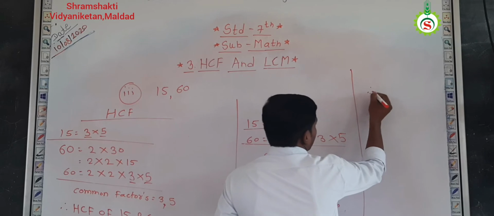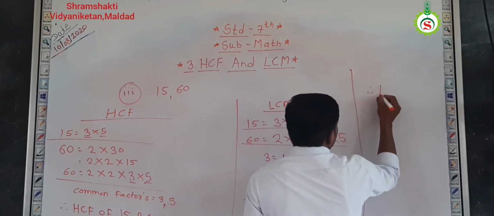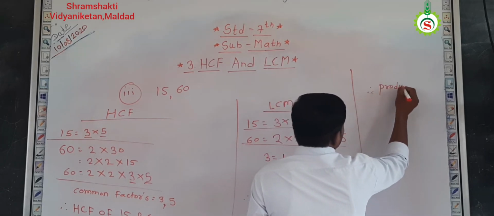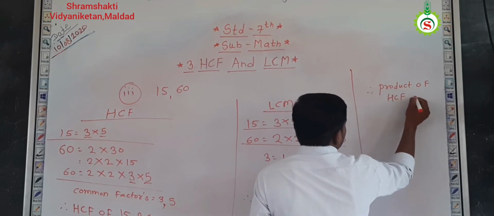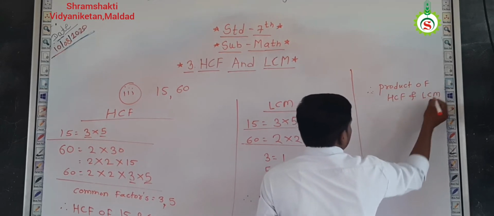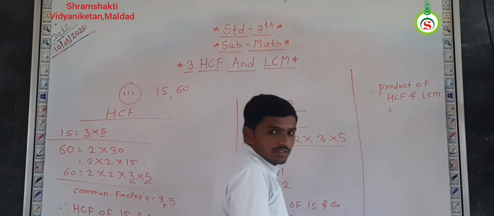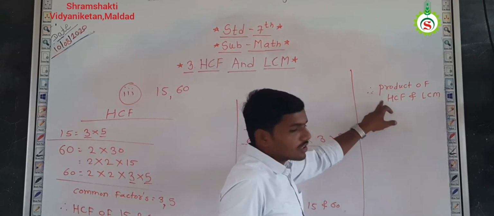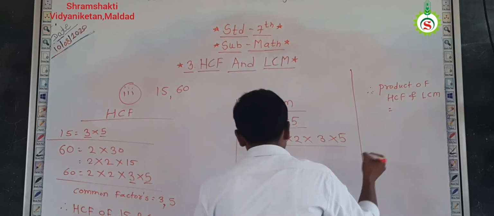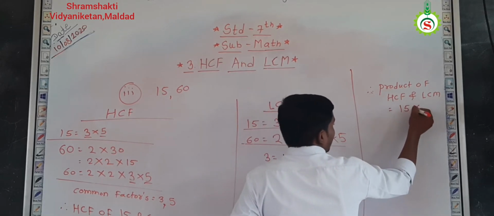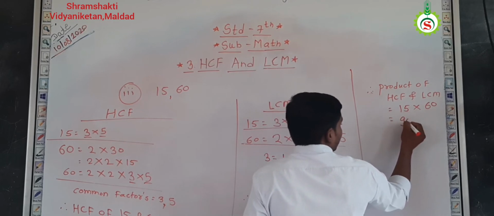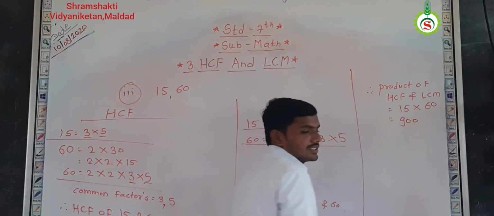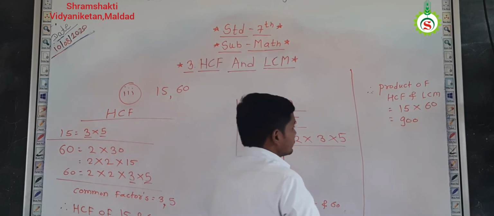Therefore, the product of HCF and LCM is equal to. I have to take the product of HCF and LCM. So what is the HCF? 15, and LCM is 60. So what will be the answer? 900 is the answer.